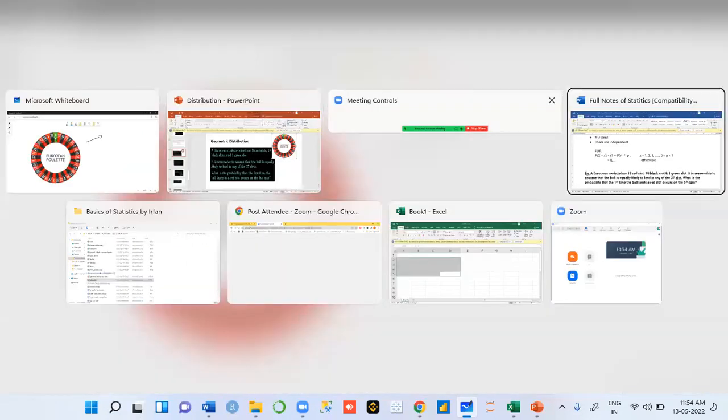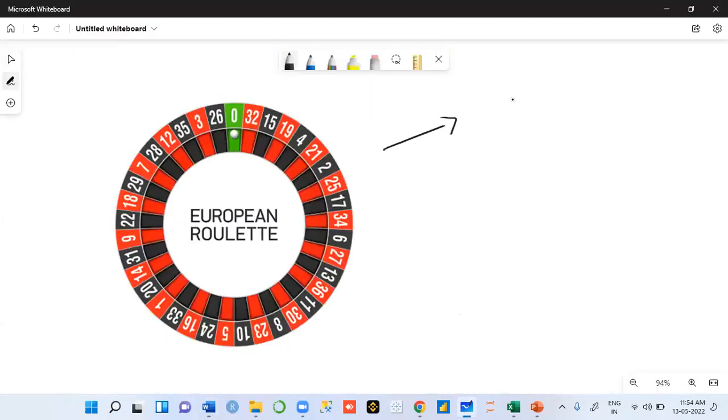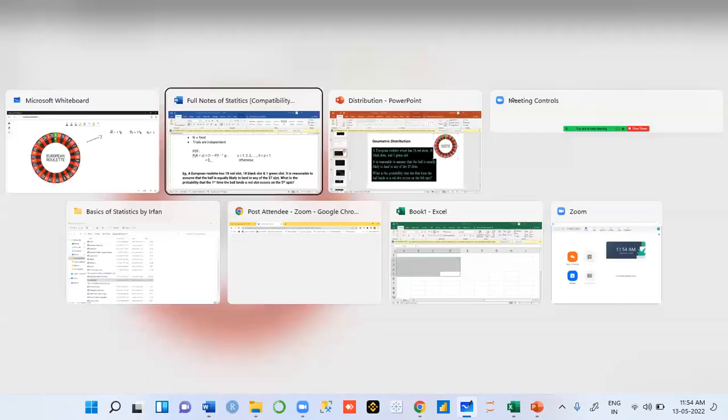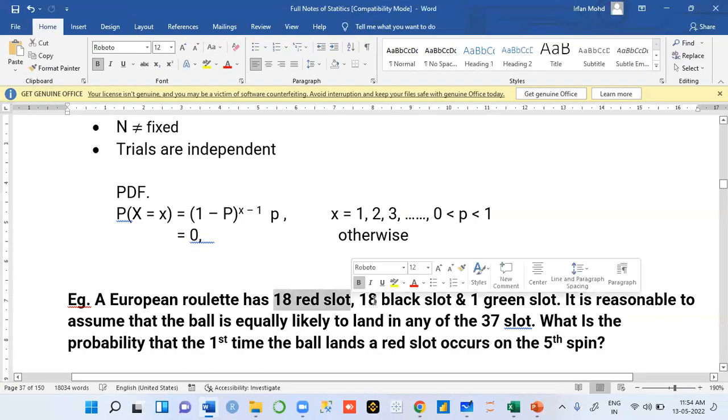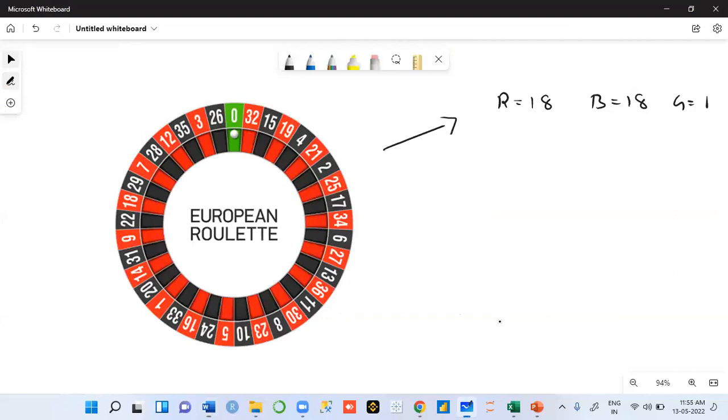So as per this data, how many red slots do we have? 18 red, 18 black, and 1 green. So a European roulette has 18 red, 18 black, 1 green. It is reasonable to assume that the ball is equally likely to land in any of the 37 slots. So in total how many do we have? 37. So if you throw this ball, it can come anywhere. Agree?